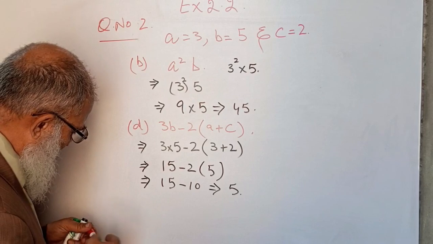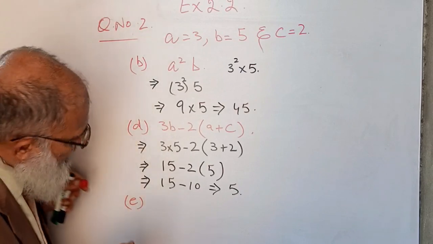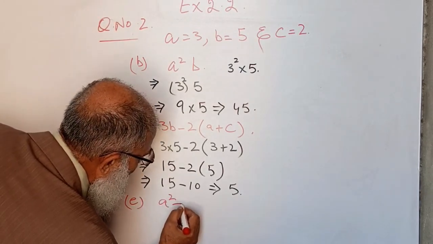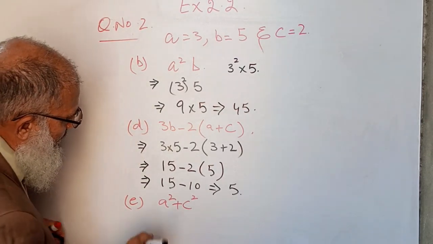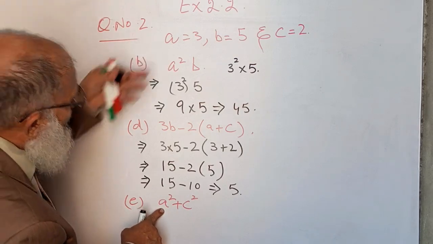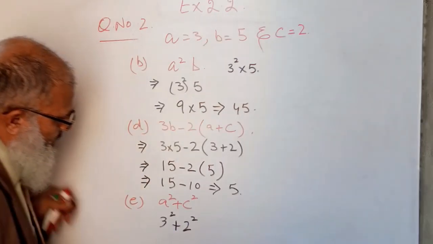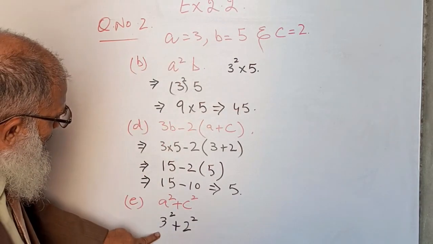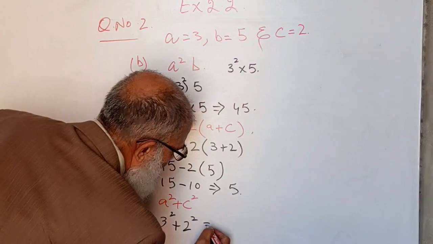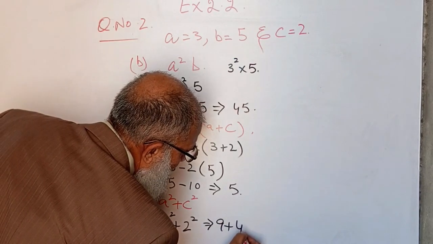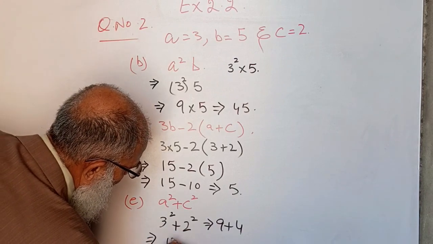Part E. Part E is A square plus C square. Now, substitute the values of A and C. That will become 3 the whole square plus 2 the whole square. 3 for A, 2 for C, and what is the outcome? 9 plus 4, and it is equal to 13.